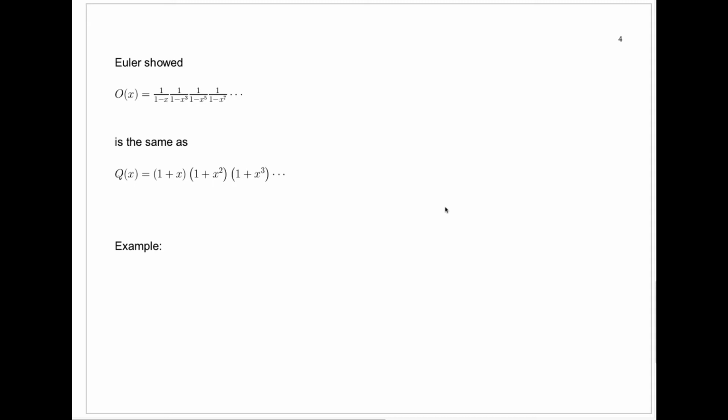Now here's an amazing thing. We just showed above that O of x is this infinite product of functions of this form. And we also just saw above that q of x is an infinite product of this form. Euler, this is in the 18th century, the great mathematician Leonhard Euler, showed that these two infinite products are actually identical. They're always the same thing.